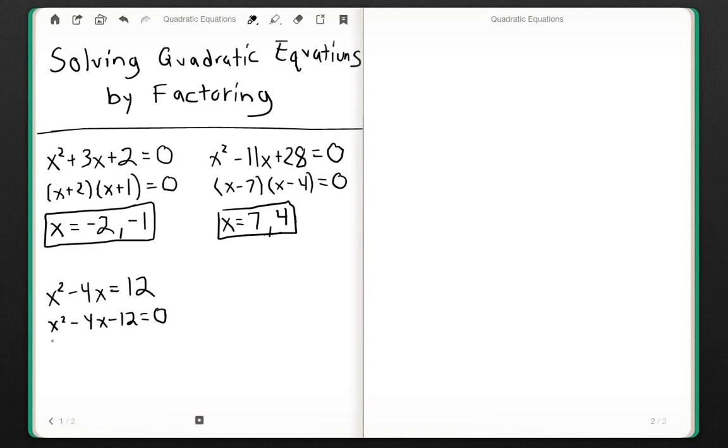Now we factor this. In order to get x minus 6 equal to 0, x will be 6. Or in order to get x plus 2 equal to 0, x will be negative 2.